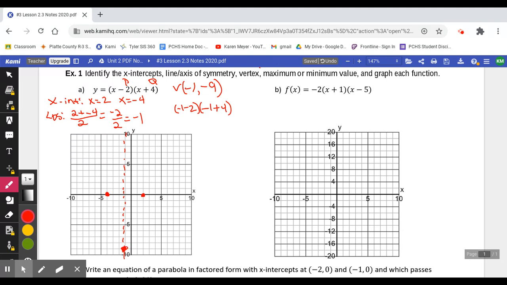And then just like before, we're going to make a t-table. And I'm going to go to the right of negative 1. So that would give me 0, 1. And then I don't have to put 2 on my t-table because I already have a dot because that was my x-intercept. And then just for fun, I'm going to put a third one on there.